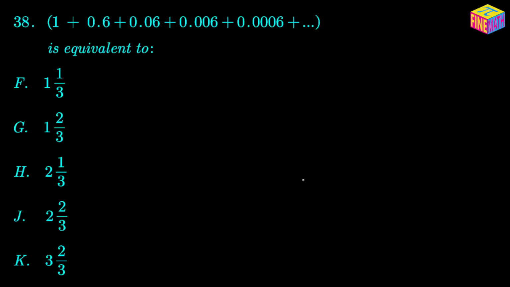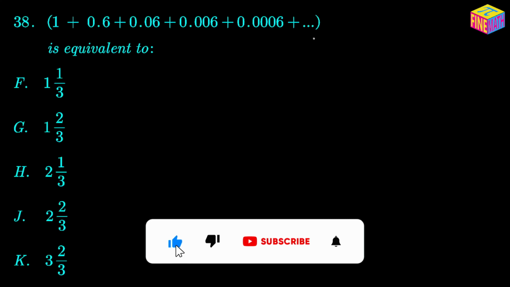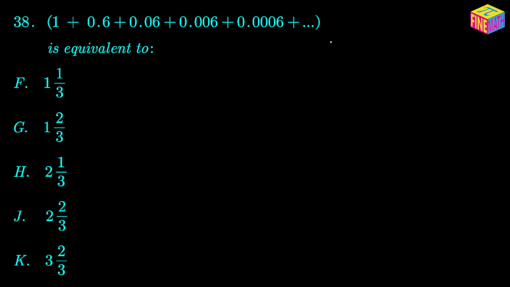So let's get started. Here the question says that 1 plus 0.6 plus 0.06 plus 0.006 plus 0.0006 plus this same type of operation continues all the way to infinity, meaning we will be adding the next fraction which would be 0.00006 and then the next one will be 0.000006, so this operation will continue forever. It is a series like that, right? And we have to find out what the sum of this series is equivalent to. So here are 5 options given, and we have to find out which of these options would be the correct one for the sum of this series.